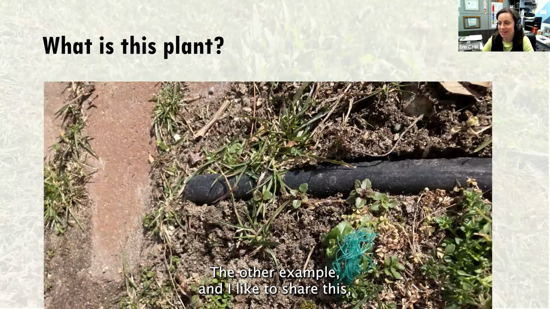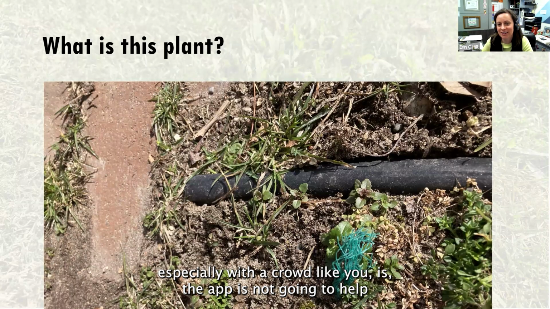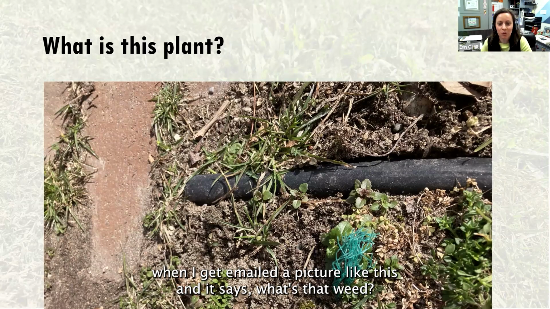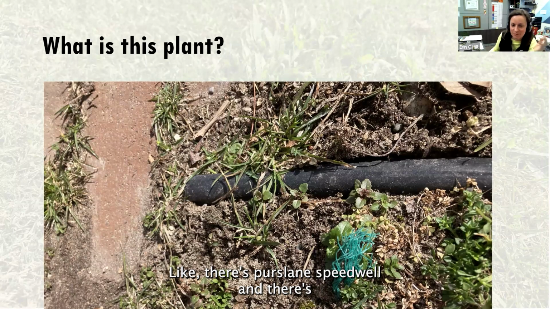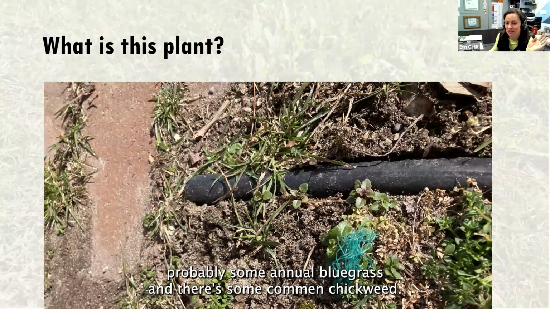The other example, and I like to share this especially with a crowd like you, is that the app is not going to help when I get emailed a picture like this and it says, "What's that weed?" When I had this email question, I said, "What's that weed?" There's like 4 or 5 weeds in here, right? There's purslane speedwell, and there's probably some annual bluegrass, and there's some common chickweed.